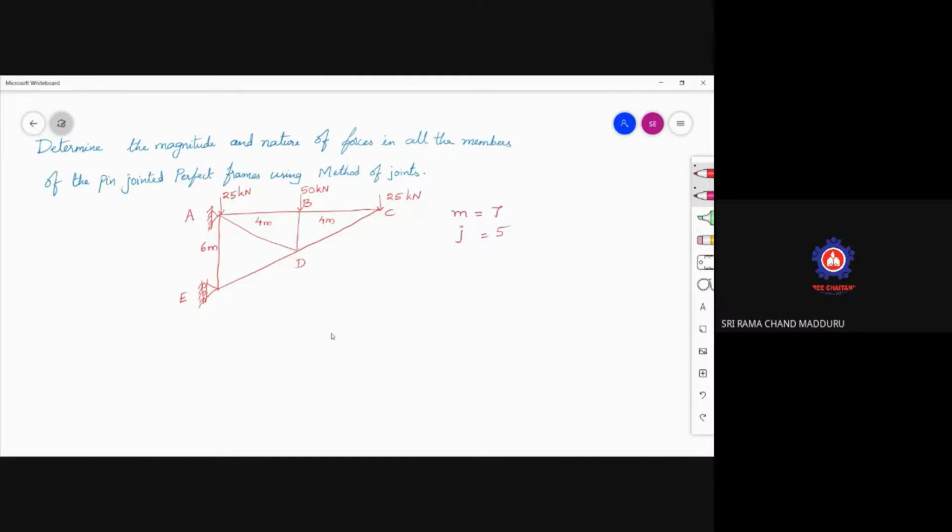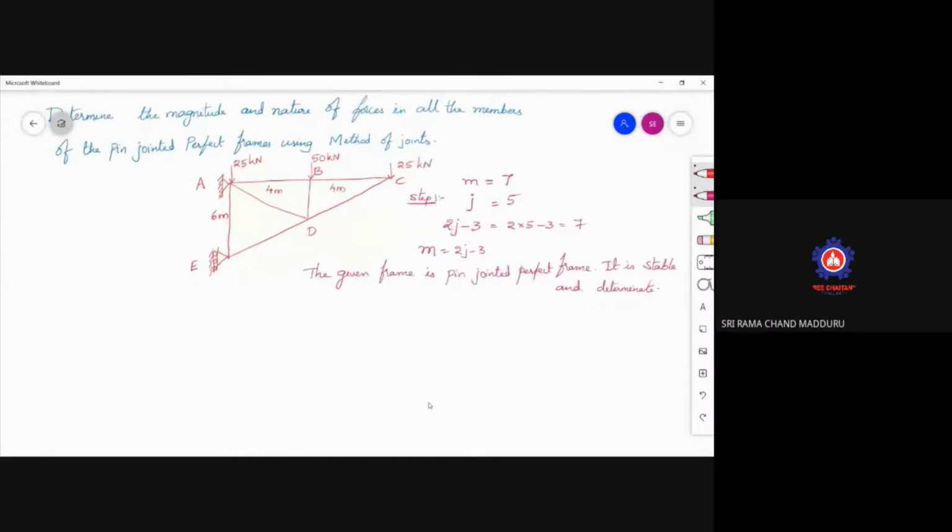So the number of joints is 5. The number of members is 7. We know that 2j minus 3 is 2 into 5 minus 3, which is 10 minus 3, that is 7. So M is equal to 2j minus 3. So what we have checked here, first of all, is the stability. Yes, the structure is stable and it is determinate. So now, the given frame is a pin jointed perfect frame. It is to be considered as a simple supported truss. So first we calculate the reactions of this.